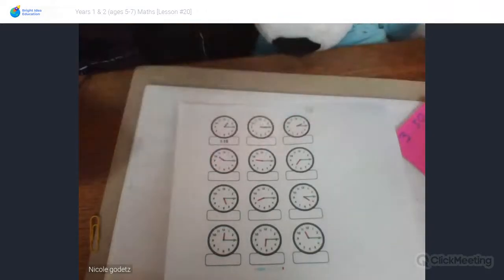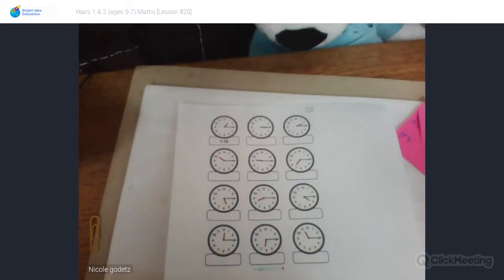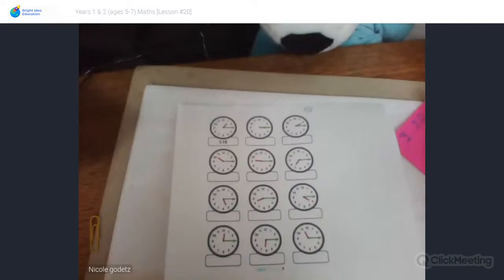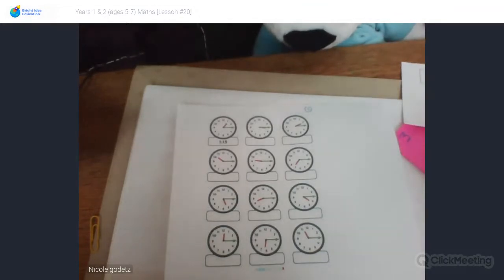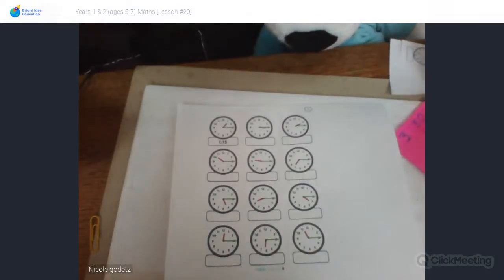And then we will play bingo. So choose 3 times, or actually choose 4 this time, because this is really easy and it's going to be quick. Choose 4 times and tell me when you're done.